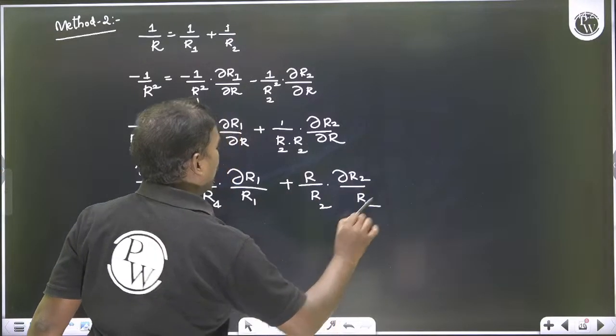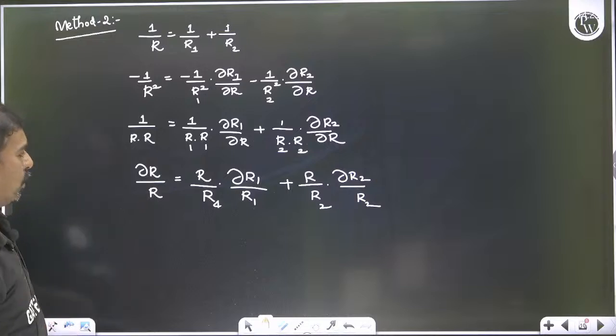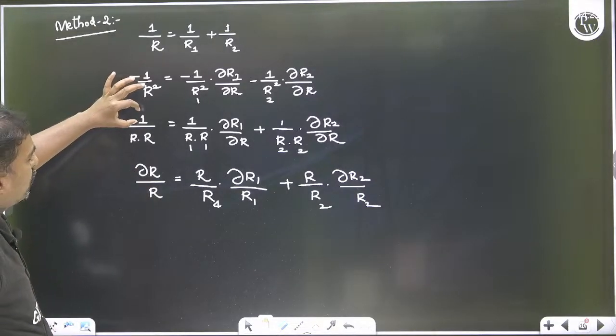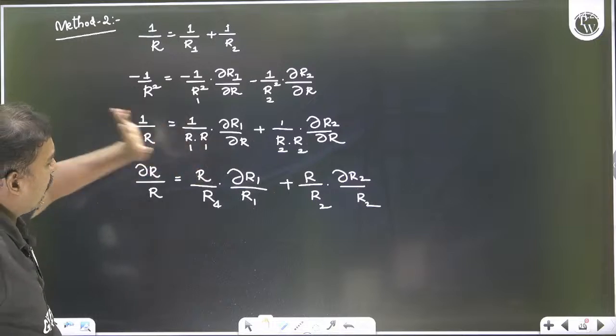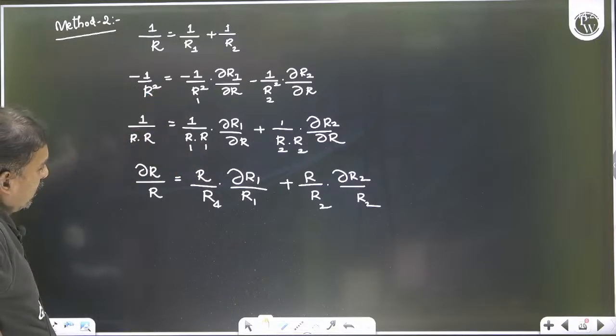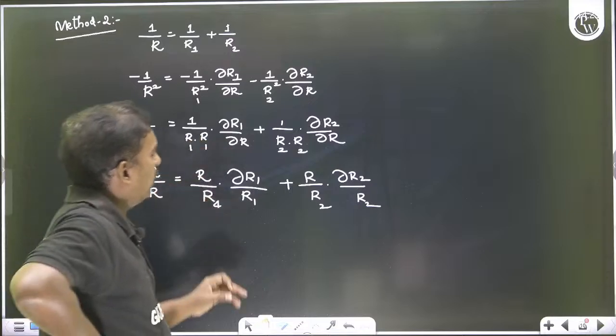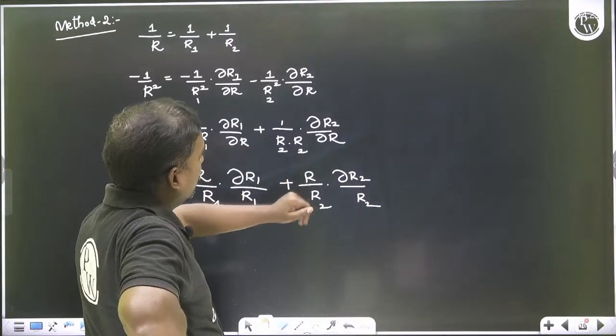This is another way of doing the problem. Try to understand what I have done. I have multiplied both sides with del r, then this del r gets cancelled, and r I have sent here. So del r by r is equal to r by r1 into del r1 by r1, plus r by r2 into del r2 by r2.